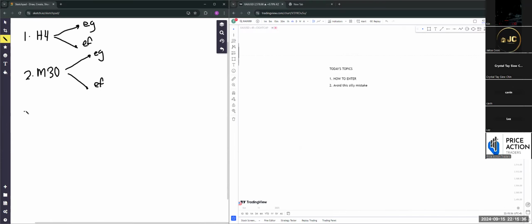The third one is the 5-minute time frame. Today I'm just going to talk about my favorite setup, which can help you know where to buy and where to sell, how I got this buy and how I got that sell. On the 5-minute time frame you're going to look for EG or EF. Here I'll also add one more topic, which is where to put your SL and where to put your TP. Is that good?